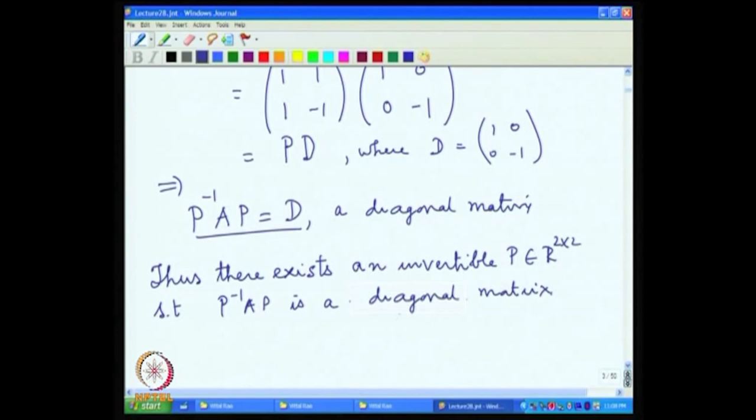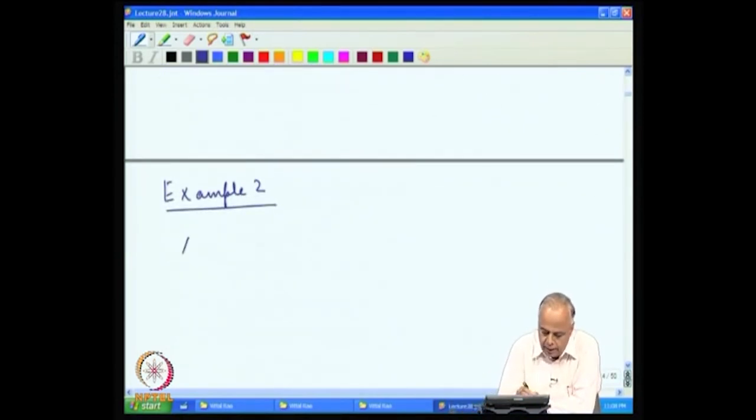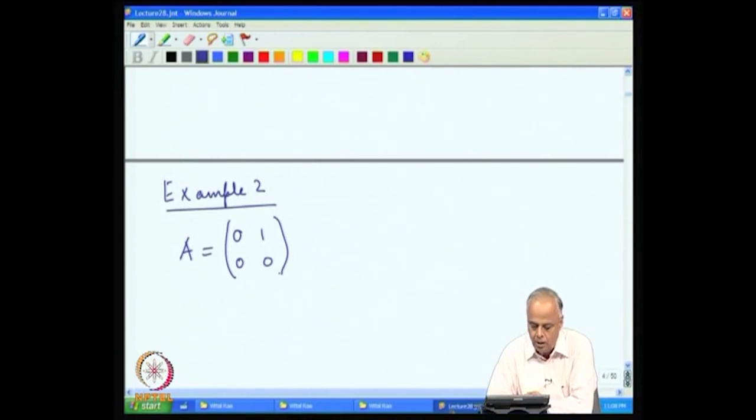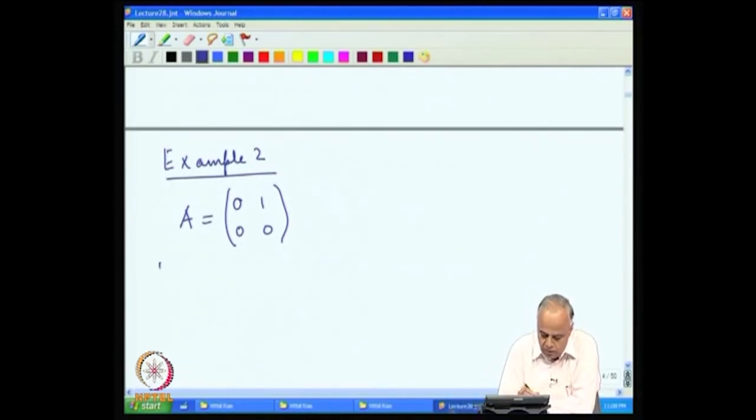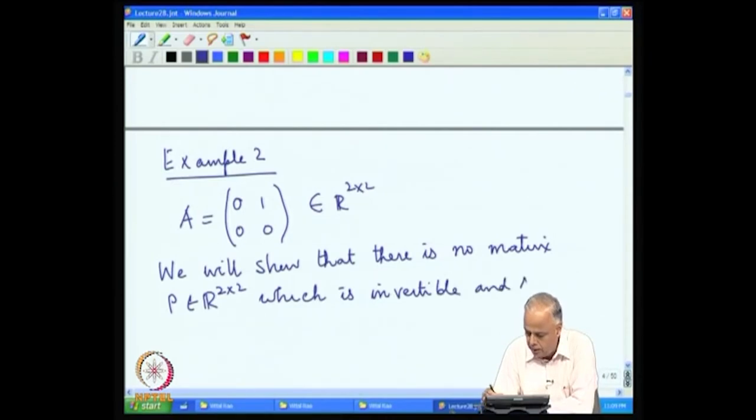Now, let us look at another example. Example 2: let us consider A to be the matrix 0, 1, 0, 0. Now, we will show that there is no such P. This is a real matrix, and we will show that there is no invertible matrix P in R^(2×2) such that P inverse AP is a diagonal matrix.